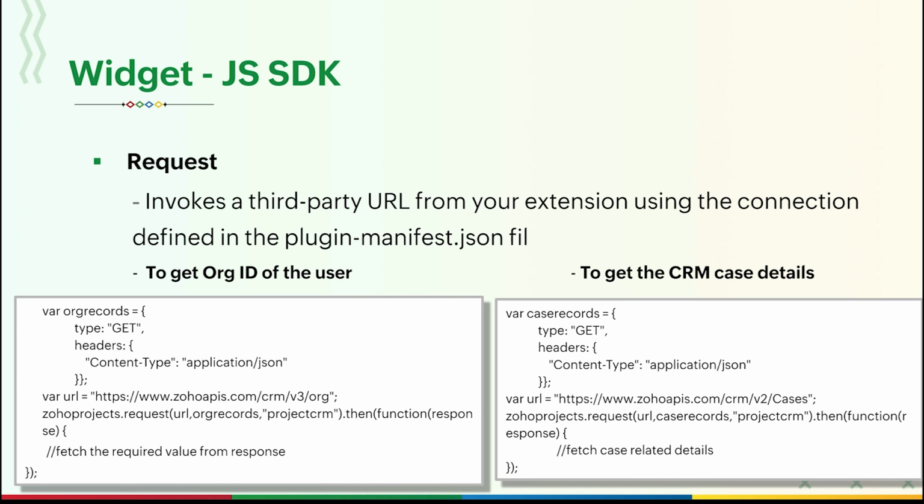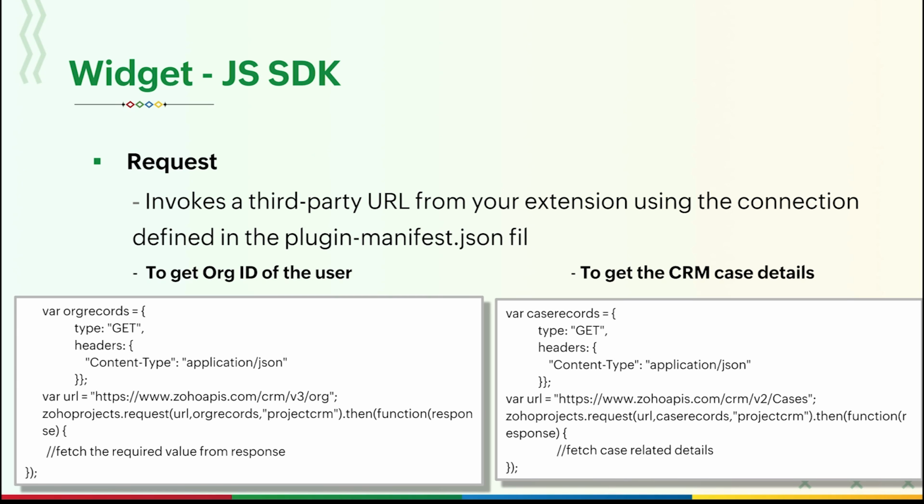There are a few details that we require from Zoho CRM for our use case. Namely, we require the CRM org details, and then we would also require the CRM case details. In order to get these particular details, we have gone ahead and used the request method. So these are the three JS SDKs that we've used as part of our widget code, namely init, get current user, and request.